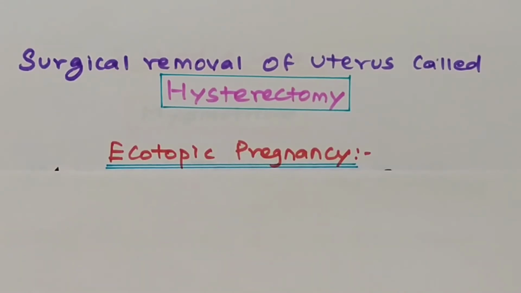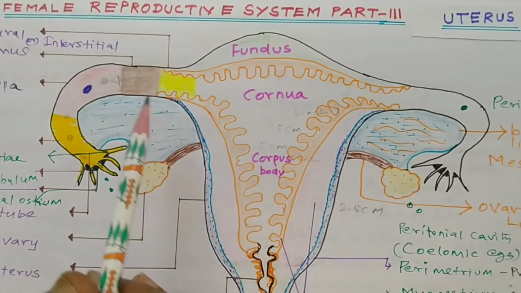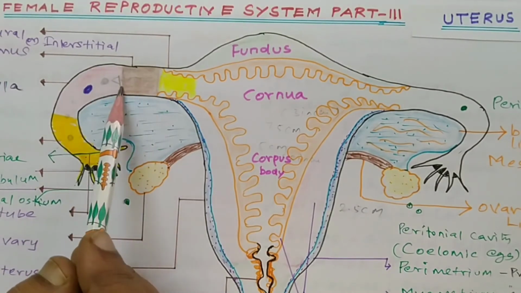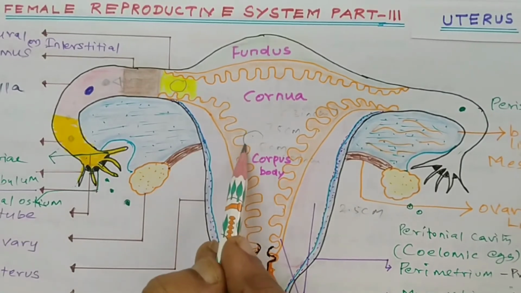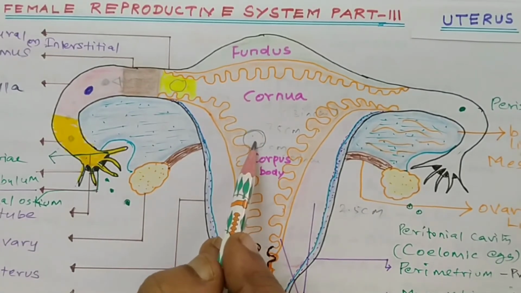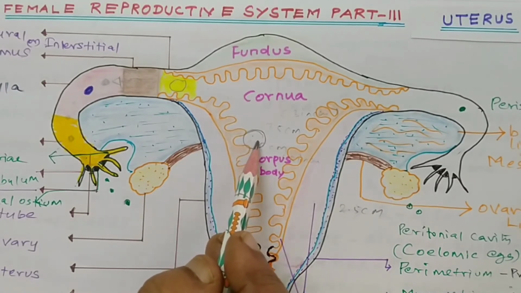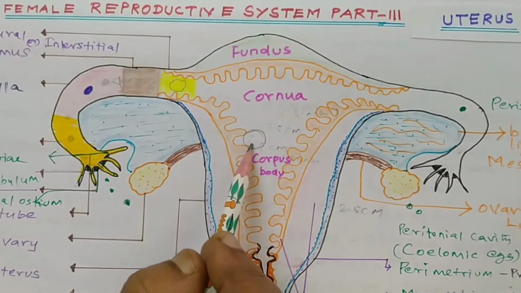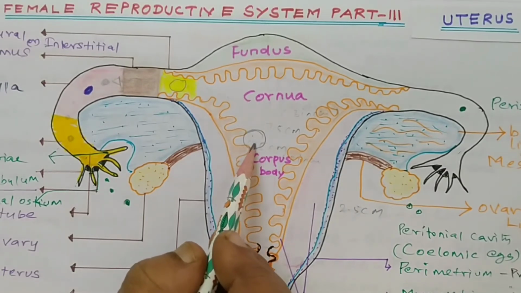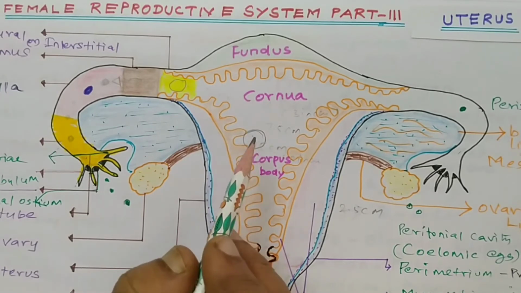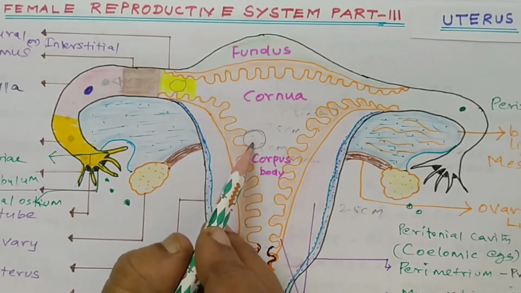Then ectopic pregnancy. Generally, in normal pregnancy, fertilization occurs inside the fallopian tube. After fertilization, the embryo enters the uterus and gets attached, that is implantation. Then the implanted embryo develops as a fetus. That process of developing of embryo into fetus is termed pregnancy. That pregnancy occurs inside the uterus.